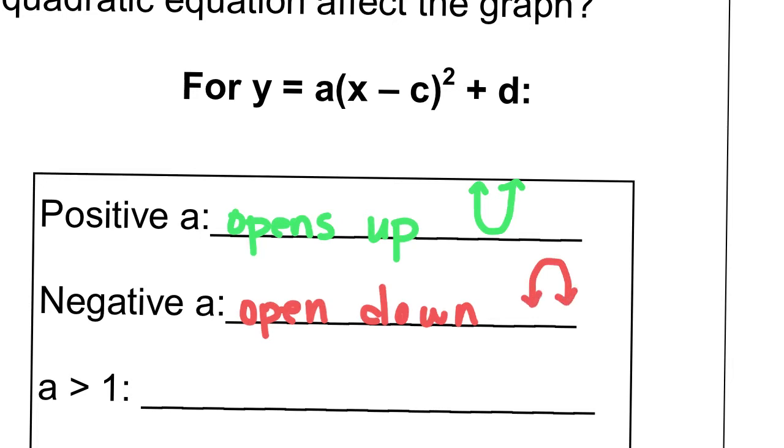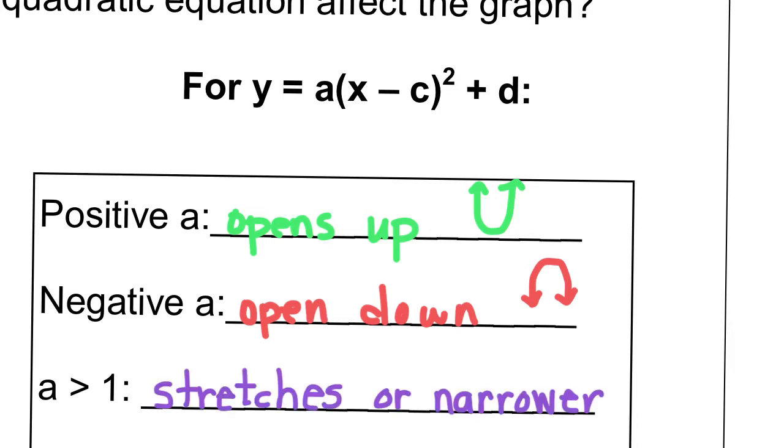of the first one. If an a is greater than 1, then we would say that it stretches or is narrower. And for an a between 0 and 1, that would be a fractional number less than 1. We would say that it compresses or becomes wider.